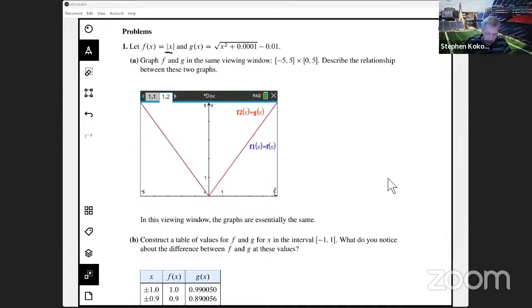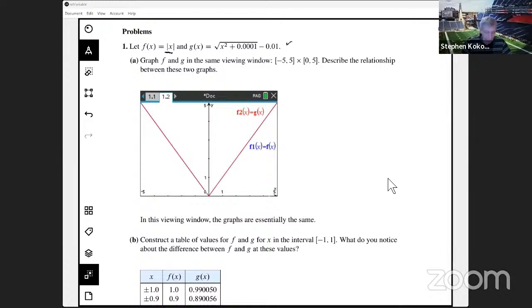And here's another kind of crazy one. g of x is the square root of x squared plus 0.0001, and then minus 0.01. So the very first thing that I know you thought about, Curtis, was what is the domain of those two functions? Because they look a little strange. Maybe the second one does. So I'll help you a little bit.